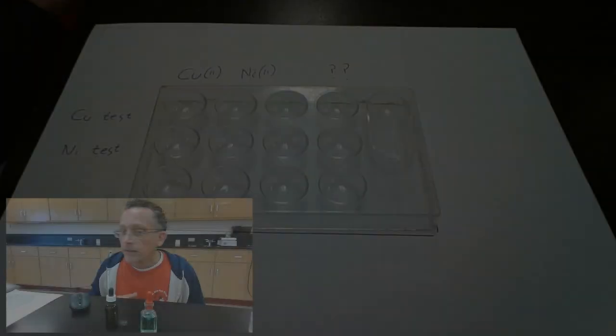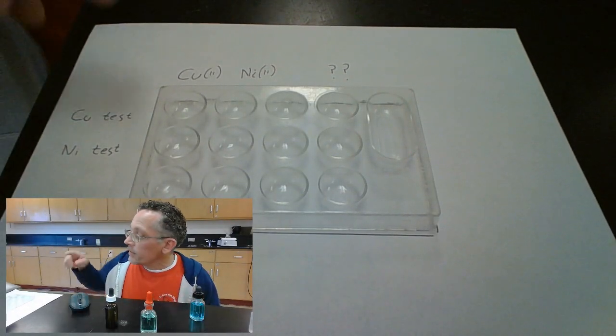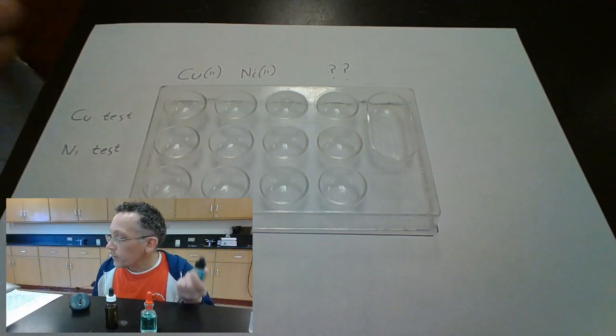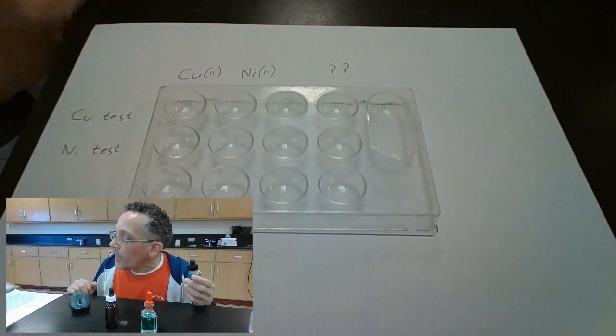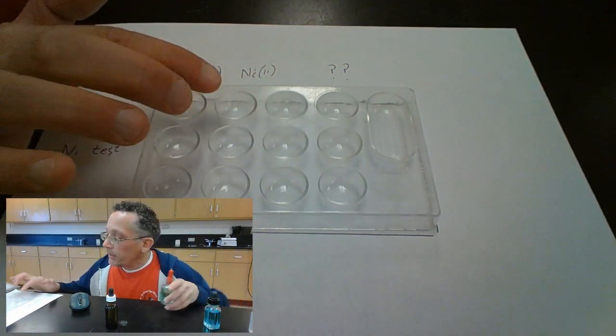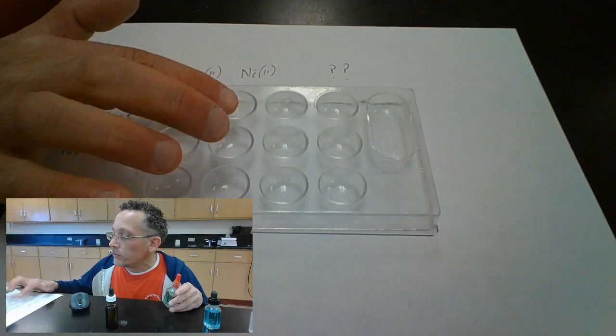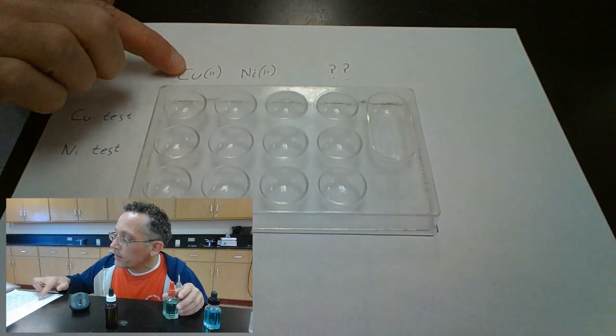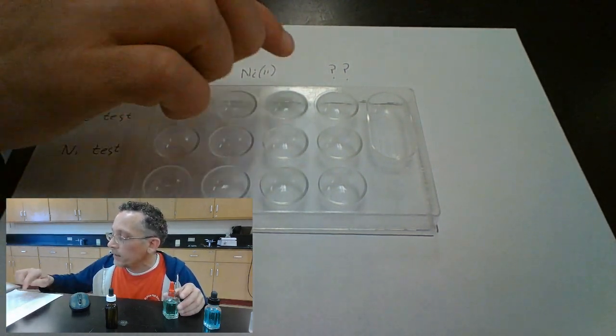Now I have another camera set up looking at my little spot plate that I'm going to do the experiment in. I'm going to turn on that camera here. And let us add some of our things. In these columns, I'm going to put my copper 2 sulfate in this and this. And then I'm going to put my nickel nitrate in this column right here into these 2 wells. And I'm going to put my unknown in these 2 wells. You can see I put at the top what I'm going to add in that column.